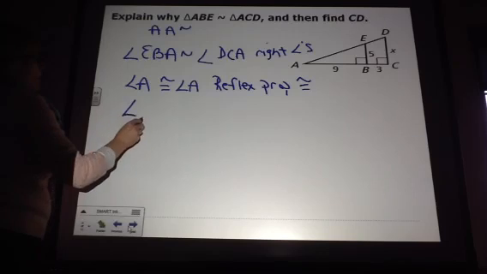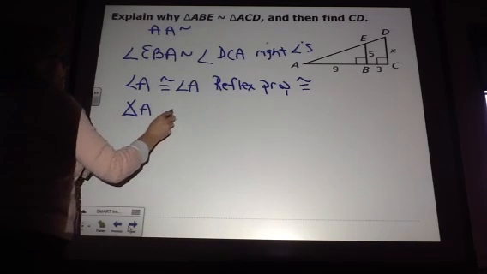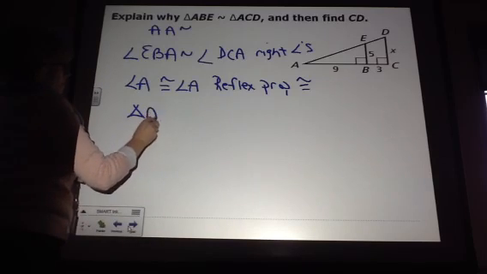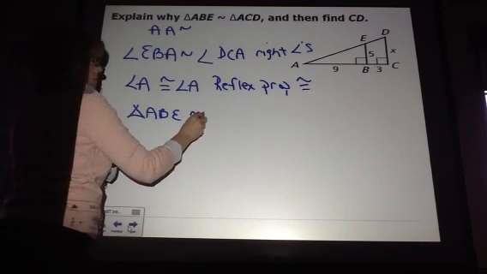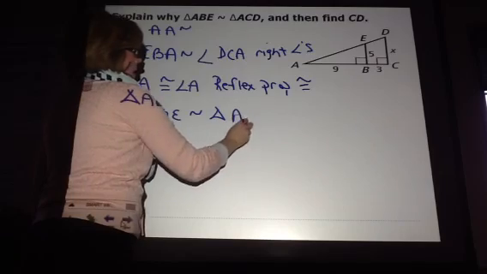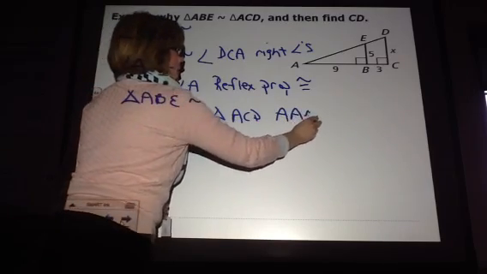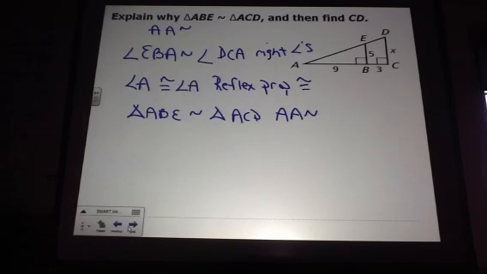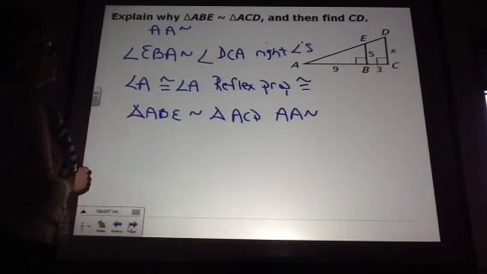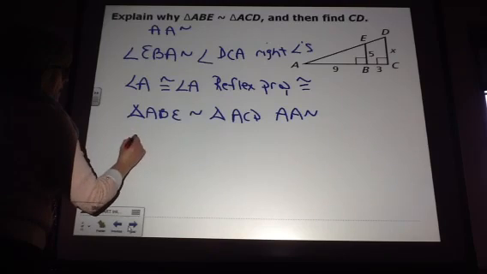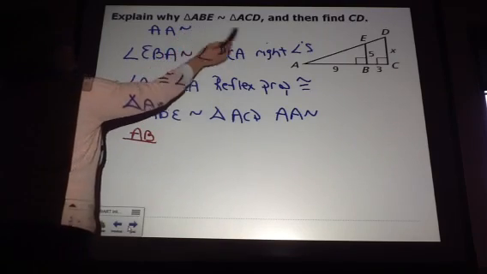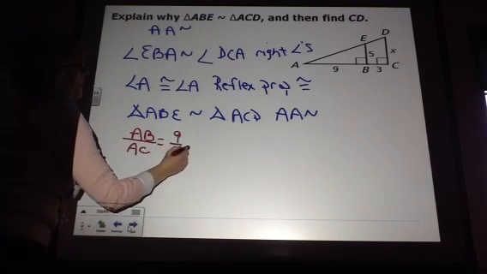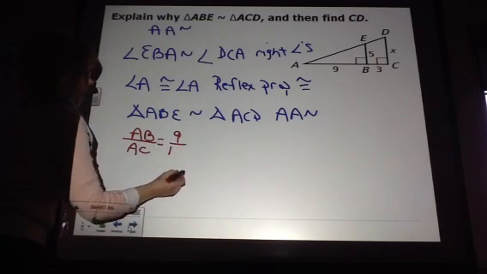Okay, now we can say the triangles are similar. Triangle ABE is similar to ACD, because of angle similarity. Once you've proven they're similar, you can write a proportion to find out the measurement of CD. Okay, so we have, let's say, AB over AC. Well, AB is 9. AC is 9 plus 3, which is 12.